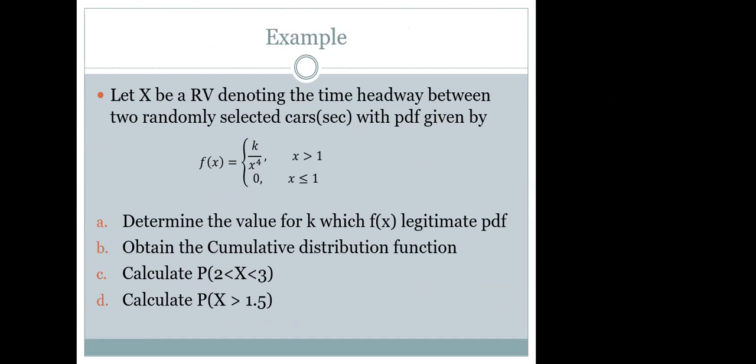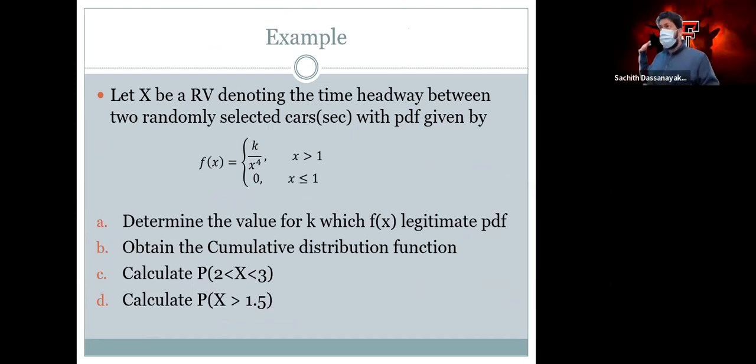Check this example. In this example, they have given a PDF, but that PDF is incomplete. Okay. You need to find something in this PDF. You can see, doesn't matter what is X, what is K. K is a value, or K is a constant that you need to find. Okay, K is a value you need to find. K is a constant. Okay, I'm telling you this is a PDF.